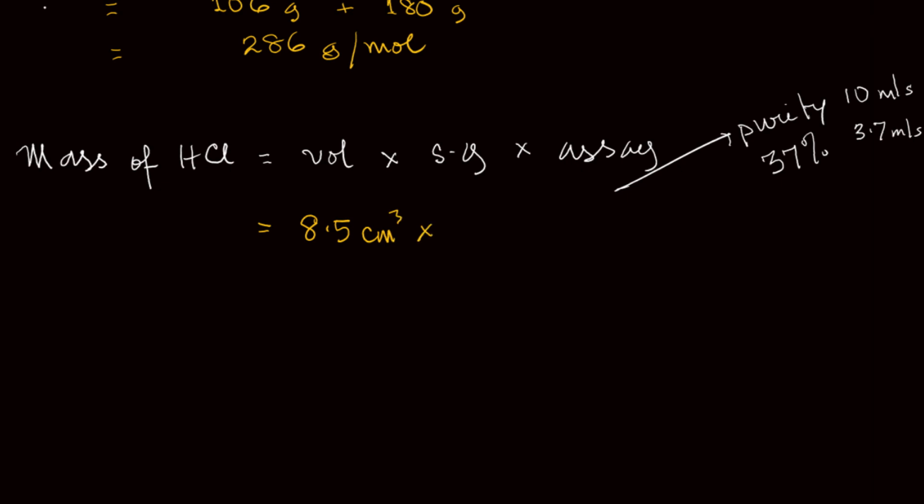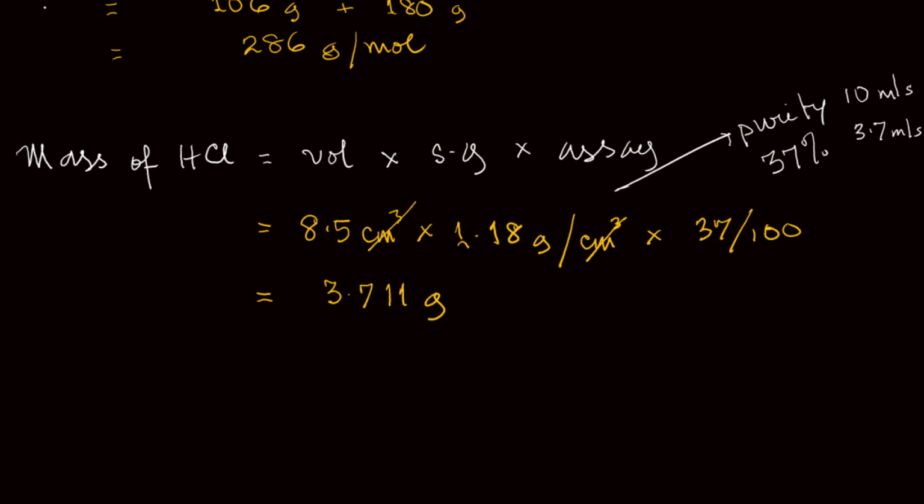times this specific gravity, which gives us the mass of the acid present in 1 mL or 1 cm3 of the solution. So it's 1.18 grams present in 1 cm3, times 37 over 100. So this will cancel out this, and if we evaluate, this gives us 3.711 grams. Which means that the mass of the HCl we'll be working with is 3.711 grams.